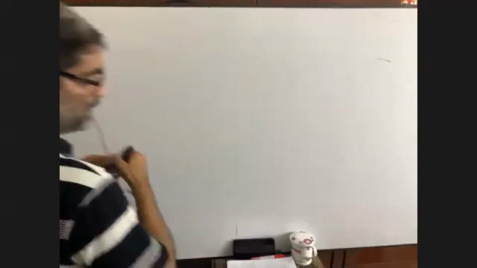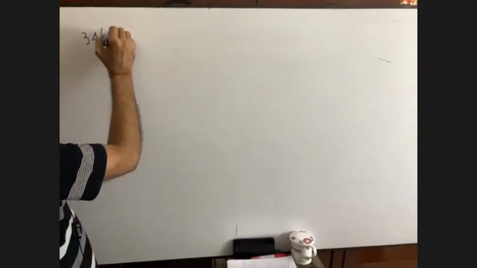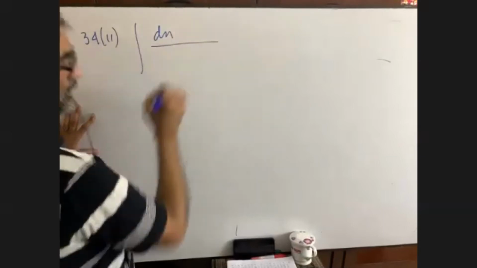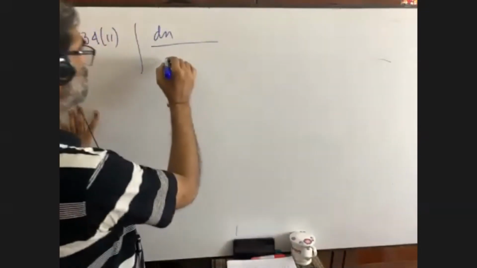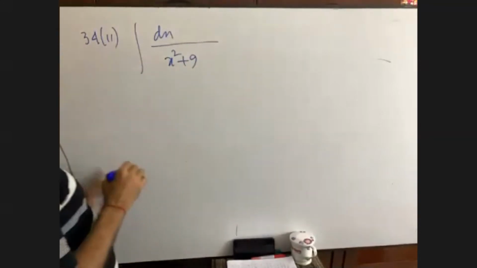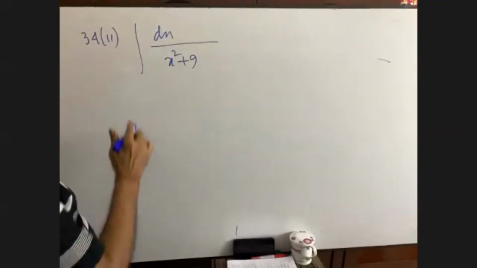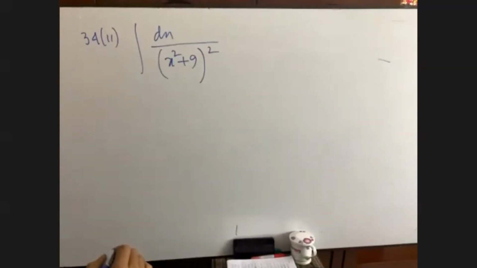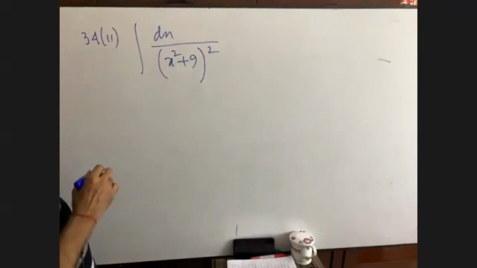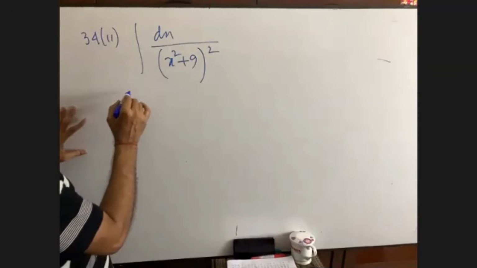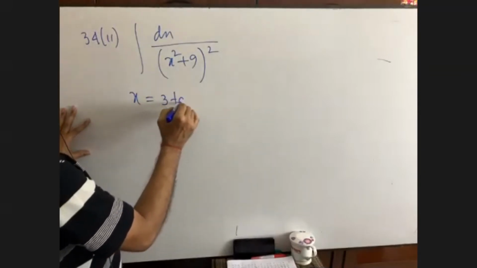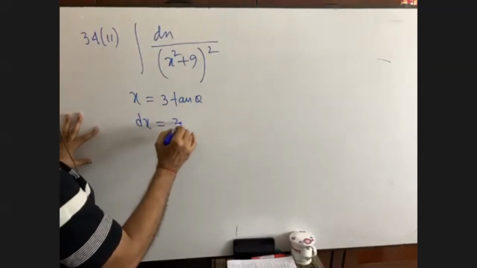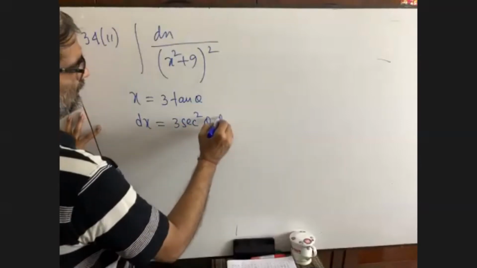Now 34-2, you see dx by x square plus 9, whole square. If the math was given up to this, it could be done very easily, but here it is whole square. What will we do? Very good. Same pattern, write down x equal to 3 tan theta. Okay, so dx equal to 3 sec square theta d theta.